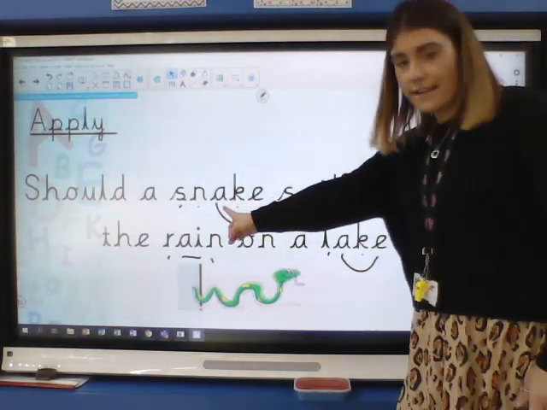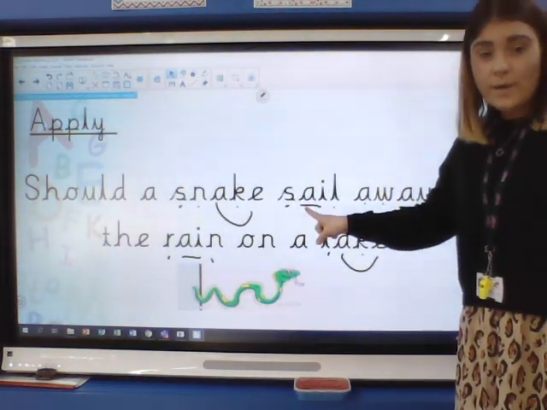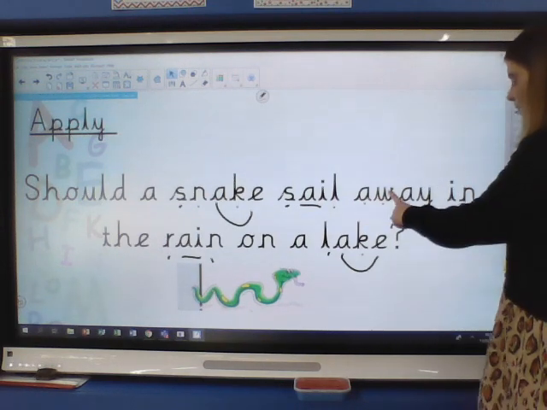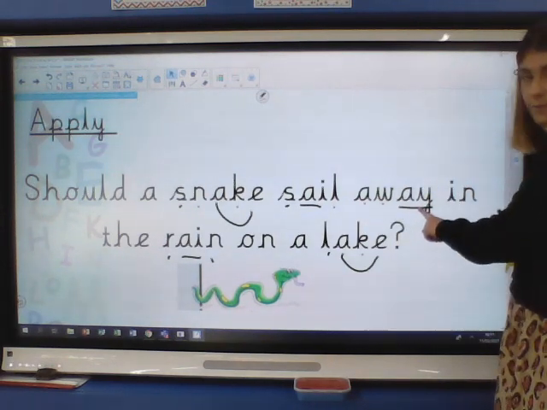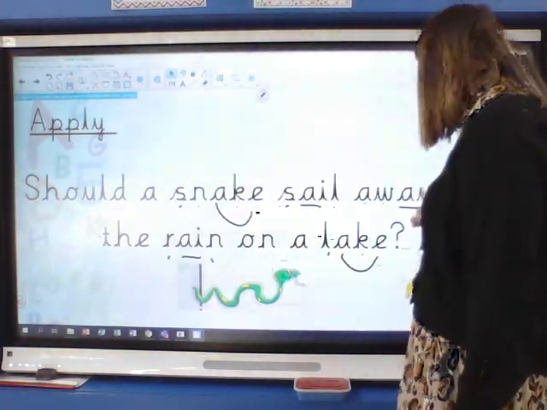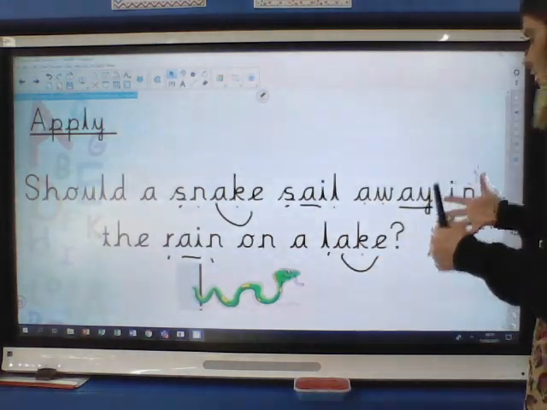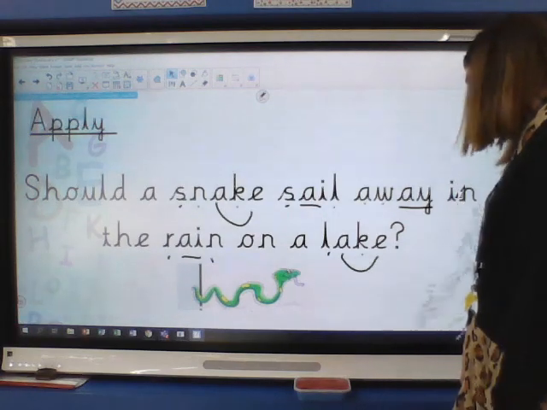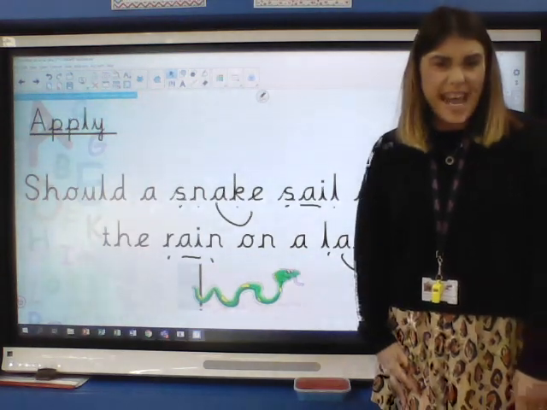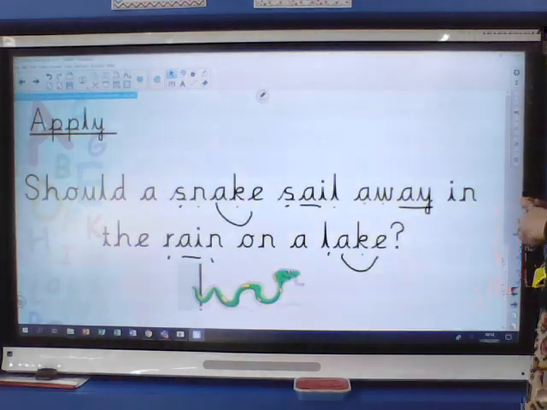We had snake, which is split digraph. We had sail, which is AI for rain in the middle of a word. We had away, containing our AY grapheme, which is usually found at the end of a word. Rain and lake. So we had 1, 2, 3, 4, 5 A words in my sentence. And I was asking a question. Should a snake sail away in the rain on a lake? Have you seen a snake sailing away in the rain on a lake? Okay, let's look at the next one then.